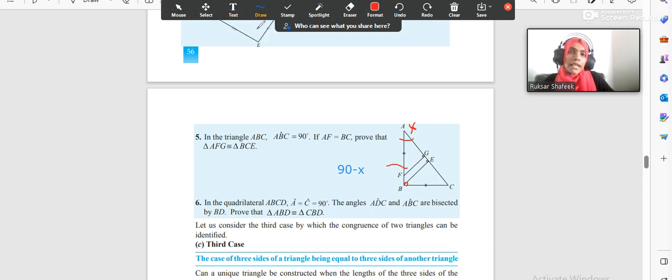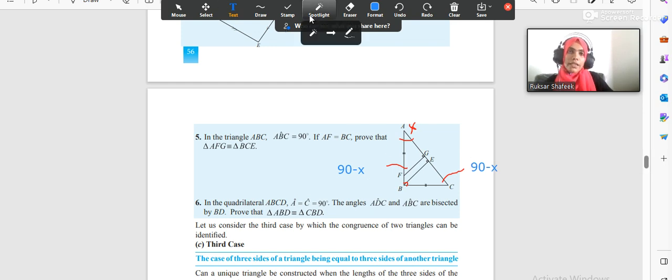Now, we know that angles in a triangle should add up to 180. So, if this angle is 90, which means the balance two angles should be 90, because 90 plus 90 gives us 180. Now, I have labeled this as X, which means this is going to be 90 minus X, right. Now, let us look at the triangle ABC itself, the bigger triangle. If you look at the triangle ABC, this is 90 degrees, angle ABC is 90, and this is X, which means this angle is also going to be 90 minus X.